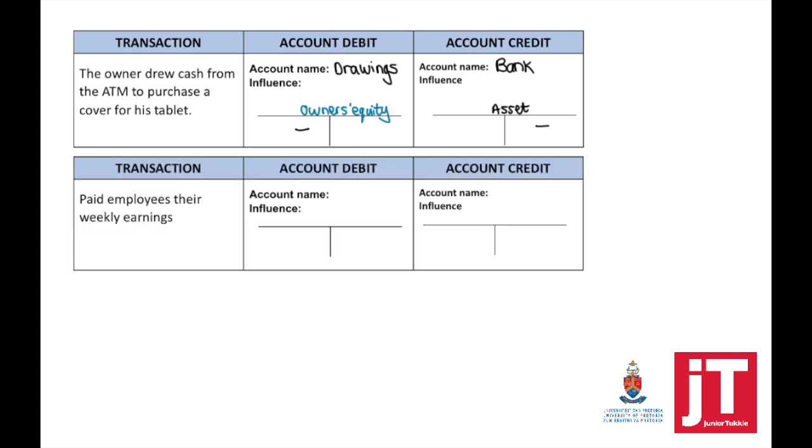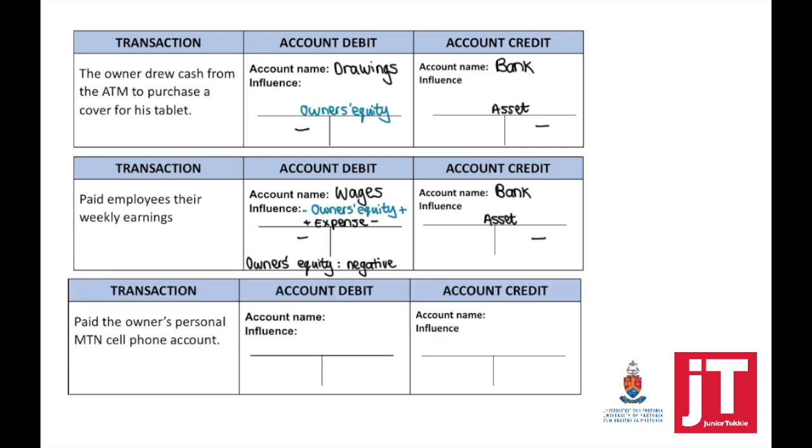Paid the employees their weekly earnings. Account debited, wages, account credited, bank. When the business makes a payment, bank is always credited. The rest is debited. Wages is regarded as an expense, which will have an impact on your owner's equity. If your expenses increase, it will have a negative effect on your owner's equity. Account credited, bank. This is regarded as an asset and your assets will decrease.